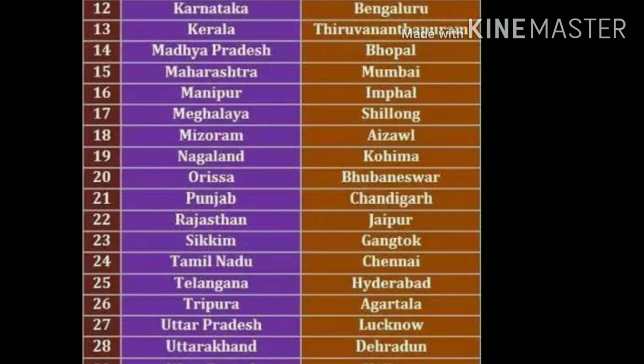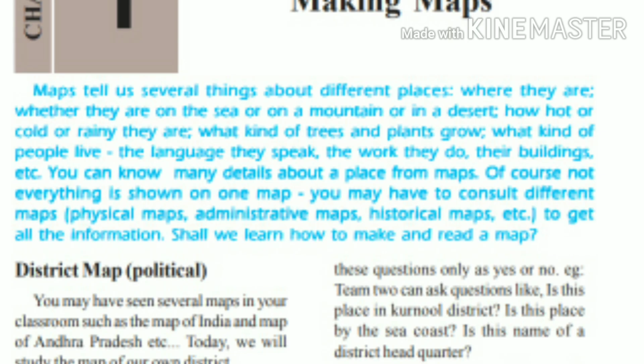Okay, children. So, up to now we learned states and capitals. Everybody should know states and capitals. Okay, children. Once I will revise what we learned up to now. Now, what is a map? Yes. A map is a representation or a drawing of the total or a part of the earth's surface drawn on a flat surface according to a scale. So that is a map.